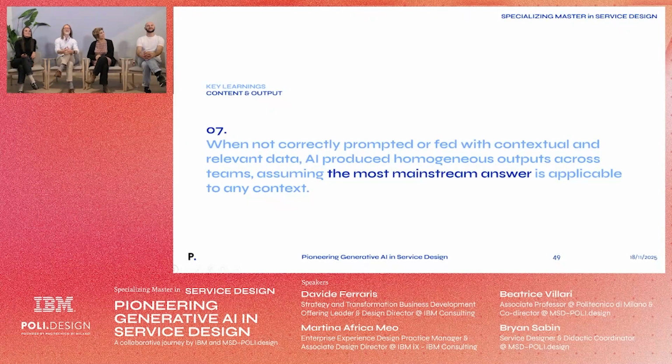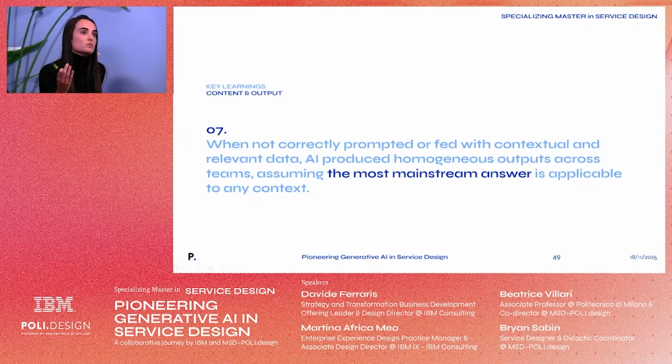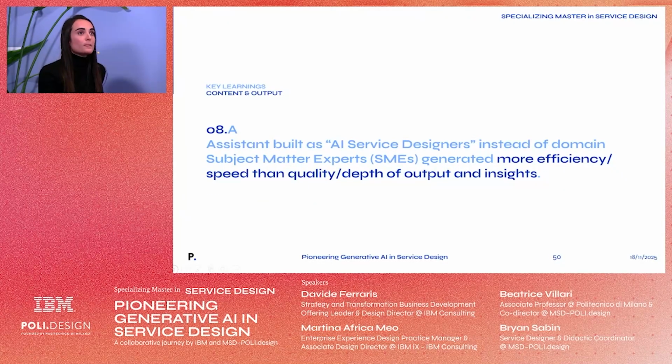Here are some other key learnings from a content and output perspective. So, first one, we noticed that when the GenAI is not correctly prompted or fed with relevant data, it tends to produce homogeneous outcomes across the 4 groups within the lab. This is quite important because it means that as a designer, we have to understand which are the most important data that should be put inside the generative AI platform, and also to have a strong skill regarding prompt engineering.